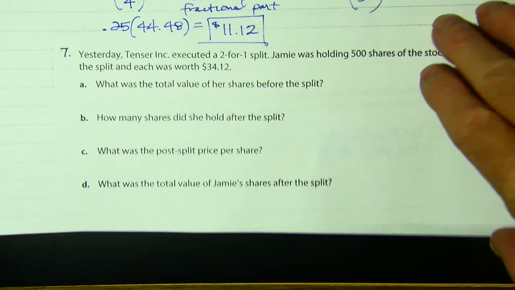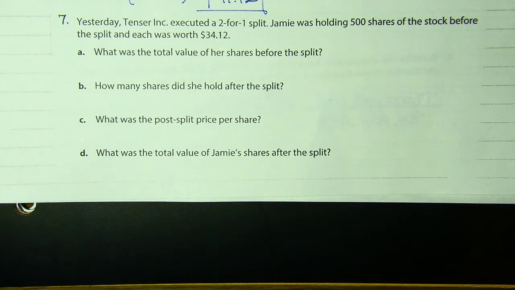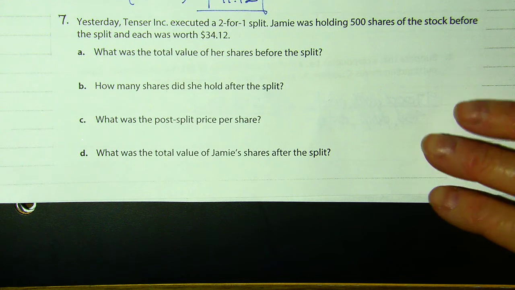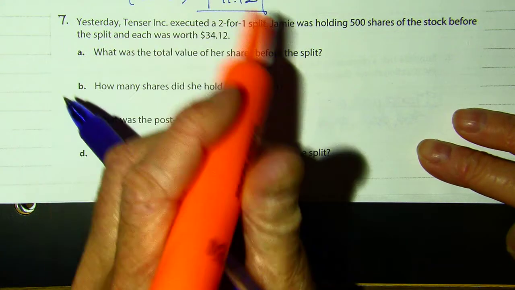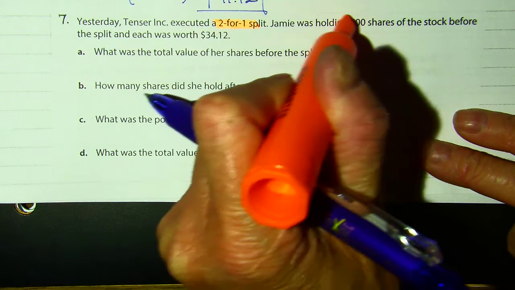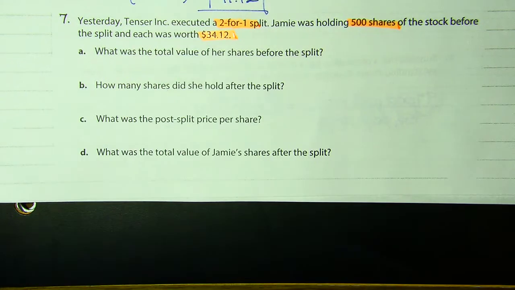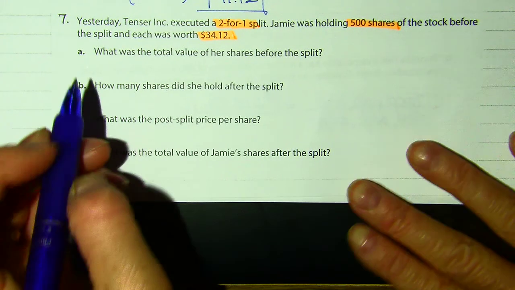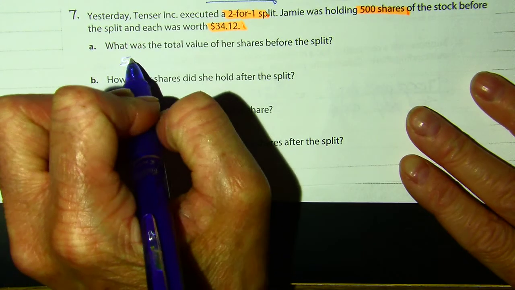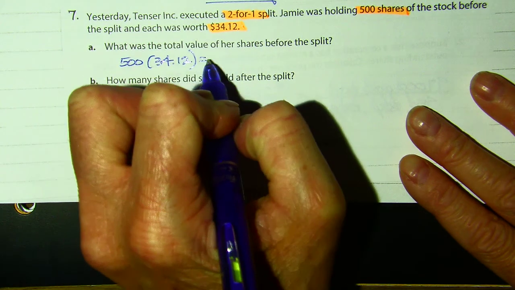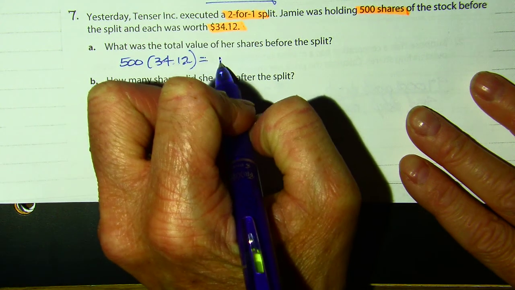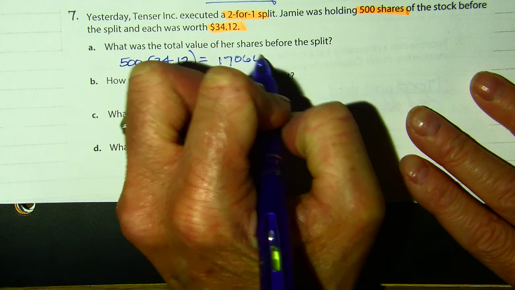Number 7. Yesterday, Tensor executed a 2-for-1 split. Jamie was holding 500 shares worth $34.12. What was the total value of her shares before the split? So real simple, 500 times the cost per share, and that gives me $17,060.